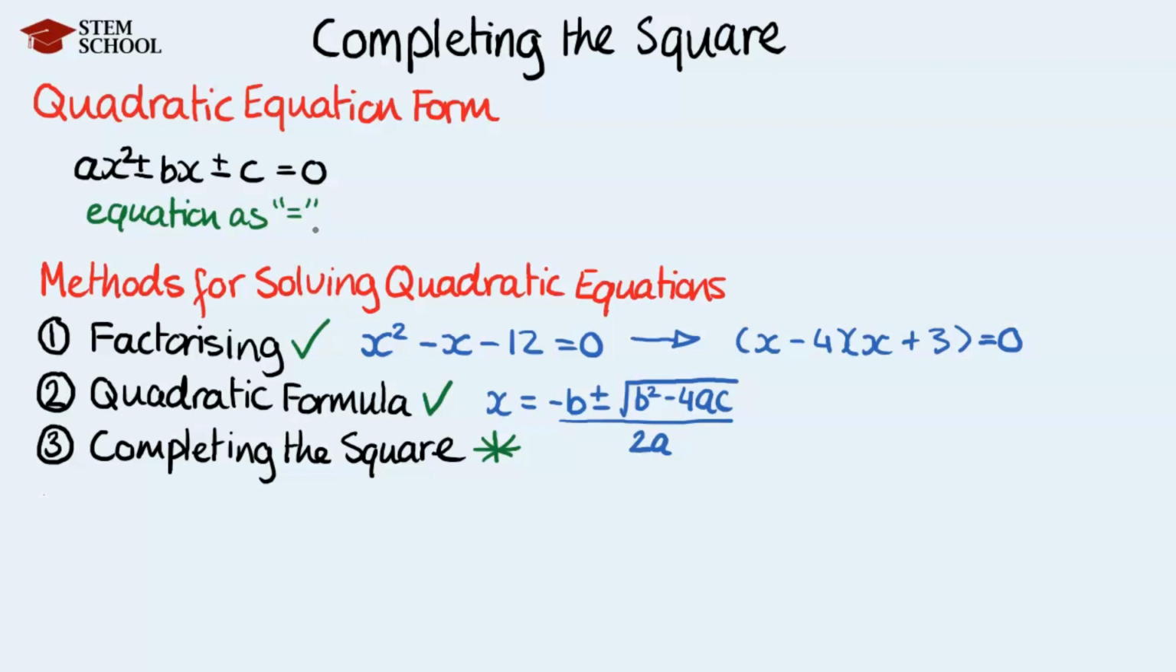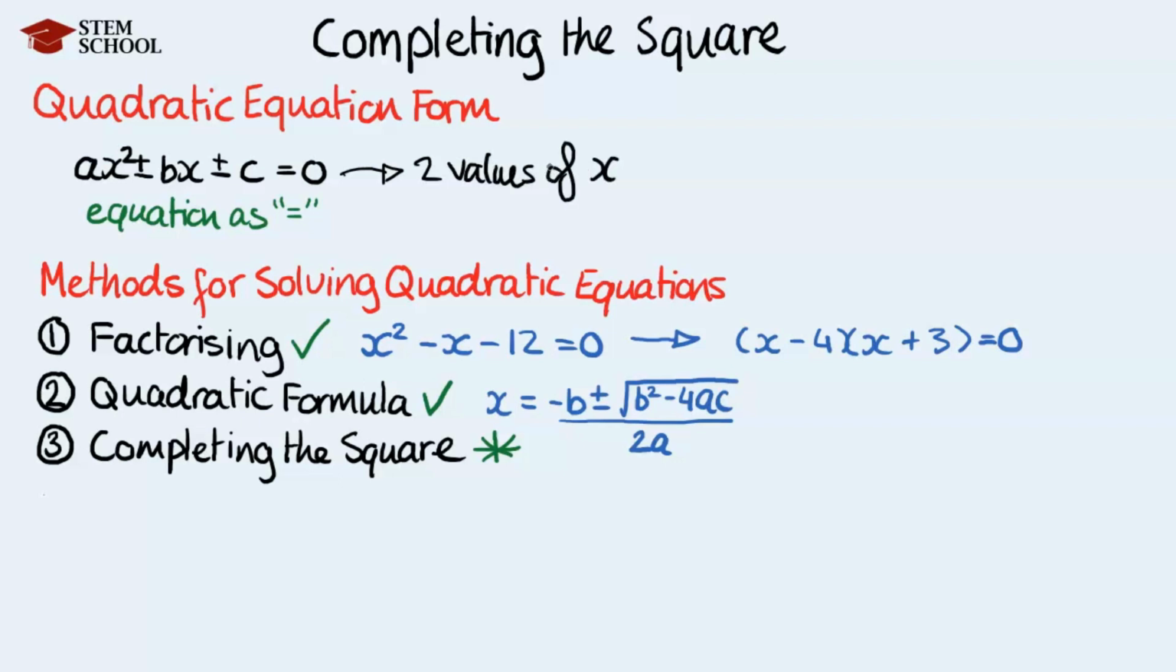So here we have a generic form of a quadratic equation. So we have ax squared plus or minus bx plus or minus c is equal to 0, right? And our objective here is to solve to find two values of x, okay?